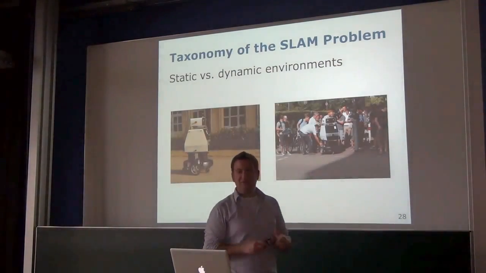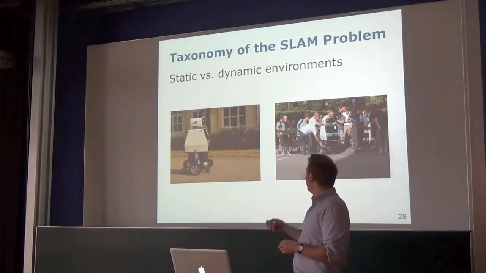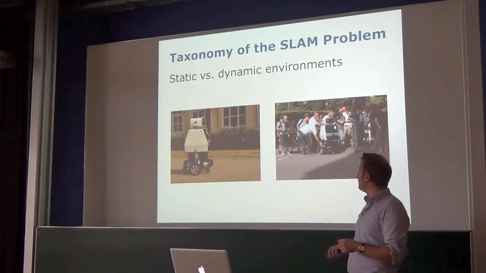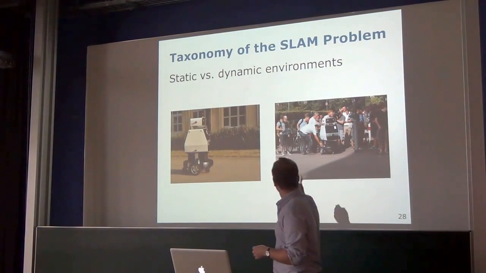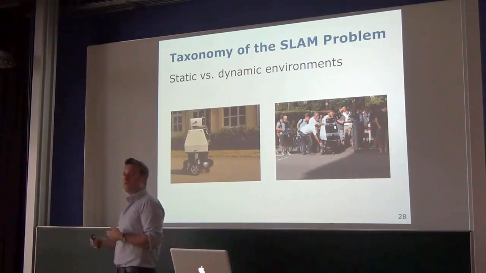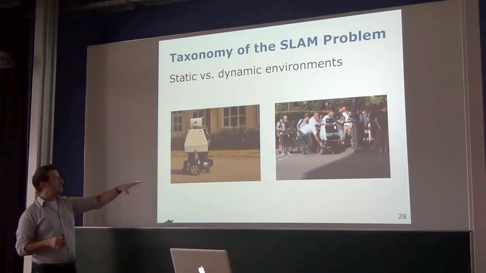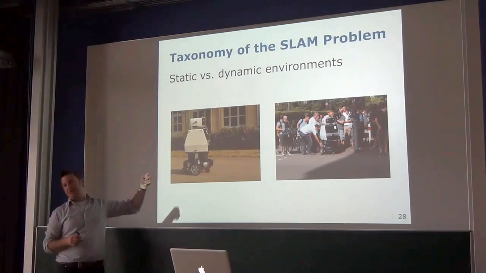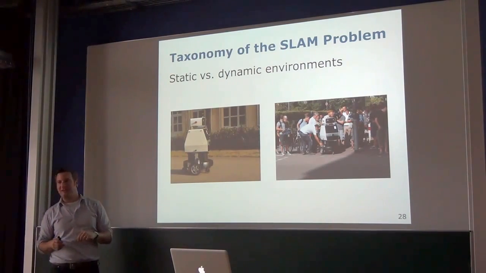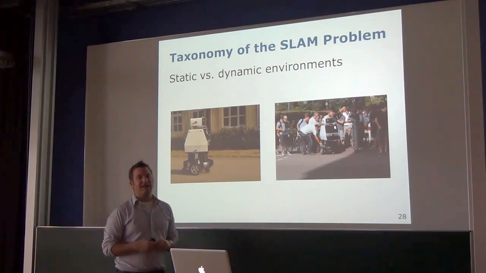Second thing is static versus dynamic environments. So there's one of the robot at the beginning of the demonstration and on the way to downtown. You can see here there are a lot of people walking around the robot, obstructing its scans. And so this is a very dynamic environment compared to this example here, which at least on this image looks pretty static because you don't see any people around.